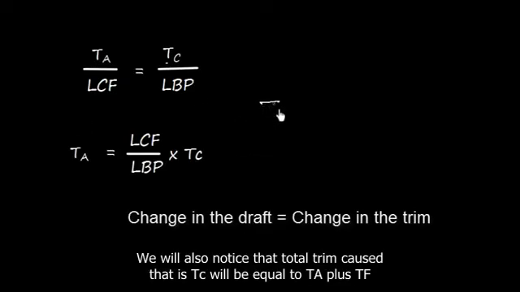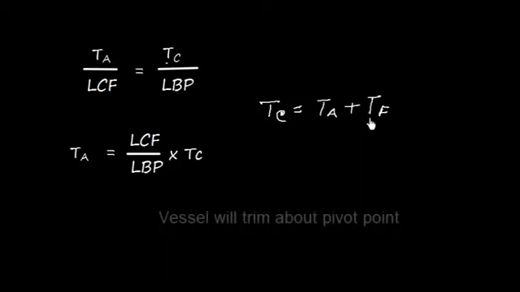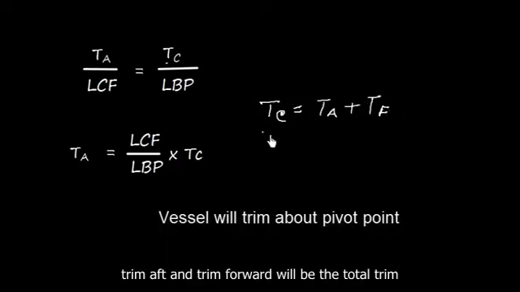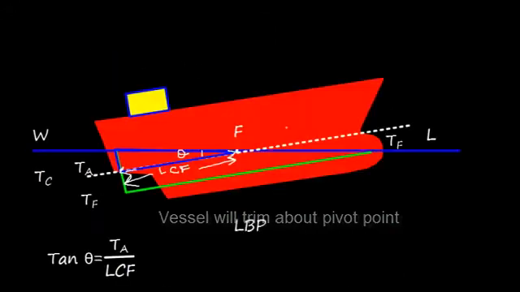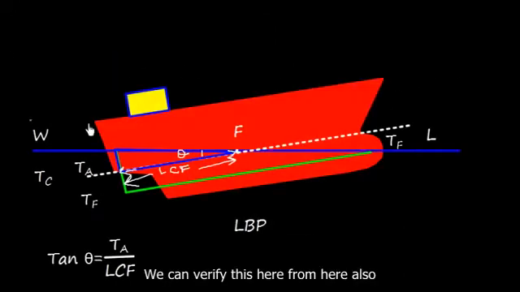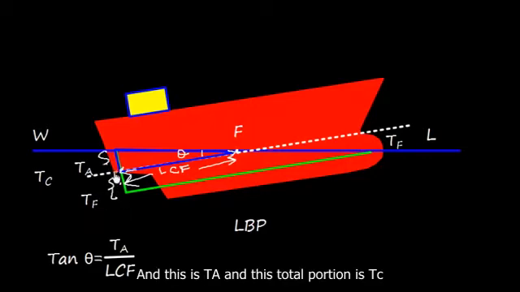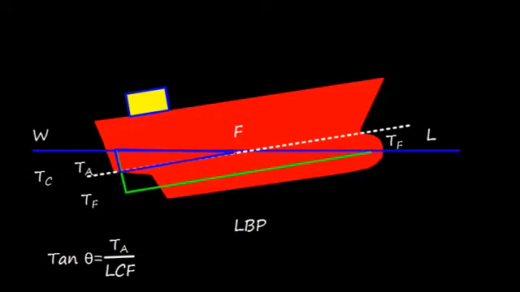We will also notice that the total trim cost, that is TC, will be equal to TA plus TF. That is, the sum of the change in the draft aft and forward will be the total trim. We can verify this from here also. This portion is TF and this is TA, and this total portion is TC.